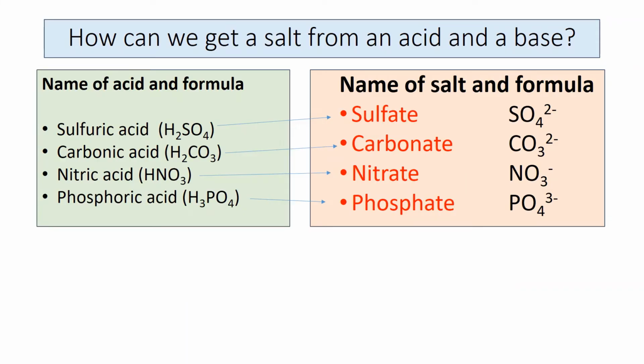There are different formulae of acids that you need to know. You need to know sulfuric acid, H2SO4, and they form sulfate ions, SO4 2-. Carbonic acid, H2CO3, forms carbonates or CO3 2-. Nitric acid, HNO3, forms nitrate ions, NO3-. And finally, phosphoric acid, H3PO4, forms phosphate ions, PO4 3-.